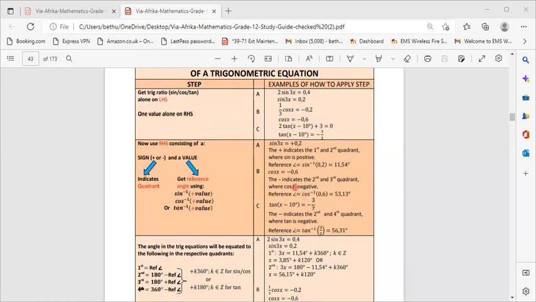Now, when you look at this equation here, can you see that we've got a negative ratio, negative 0.6?